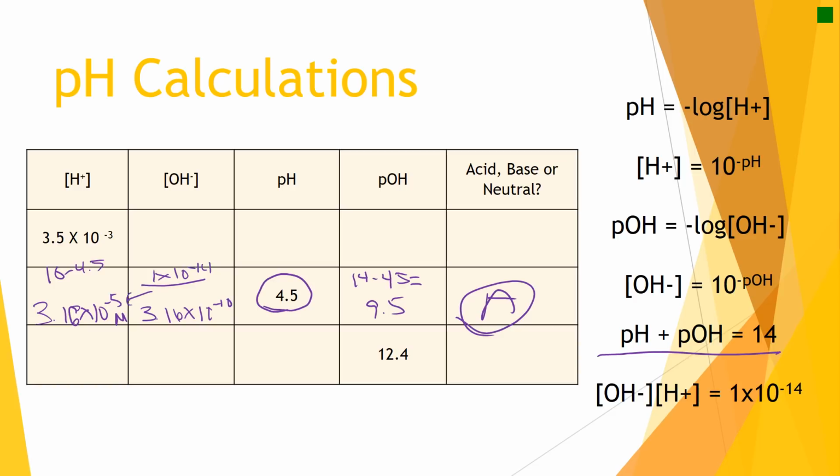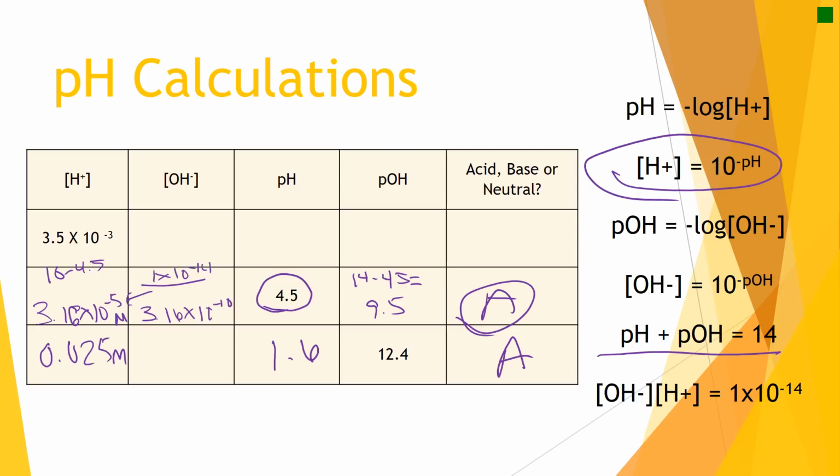So I'm going to take 14 minus 12.4, and I get 1.6. Right away, I know that this is going to be an acid. Now, in order to solve for my H+, I'm going to use the formula of 10 to the negative pH, which is 10 to the negative 1.6. Pressing that into my calculator, I get 0.025 molar.